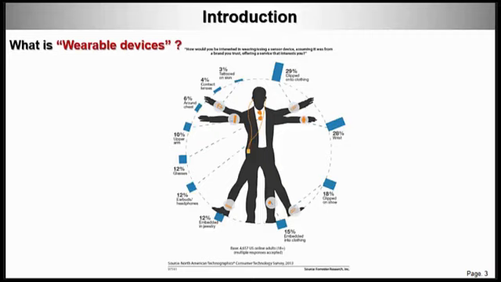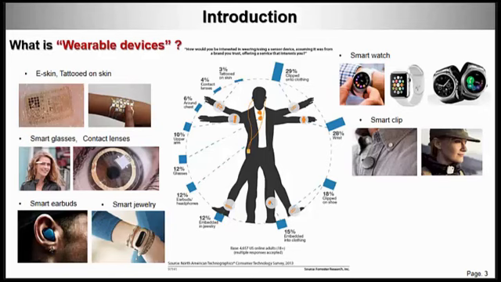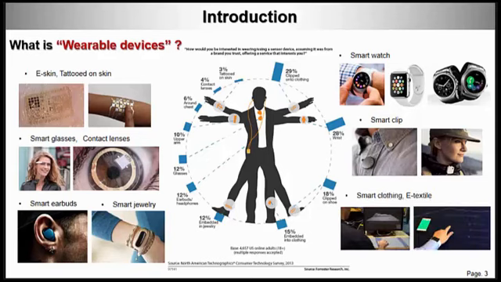As you know, wearable devices can be classified into three categories. The first is attachable devices on human skin, such as contact lenses. The second is accessory type devices, such as watches, clips, earbuds, and even jewelry. The third is textile-based wearable devices, which are called smart textiles or electronic textiles.